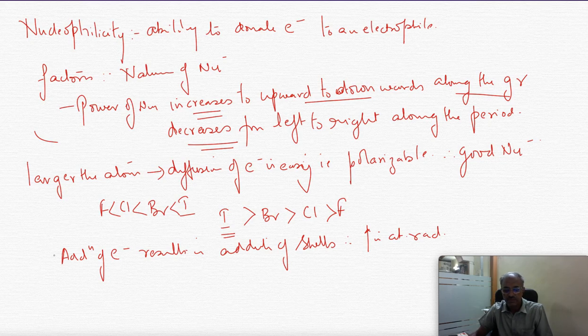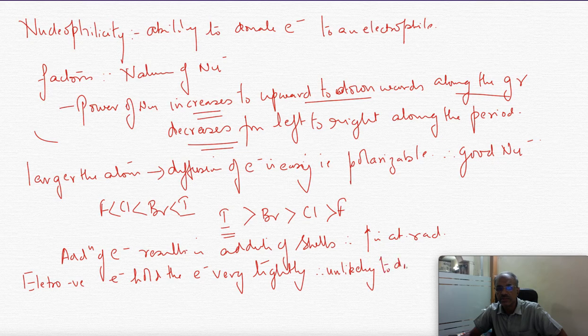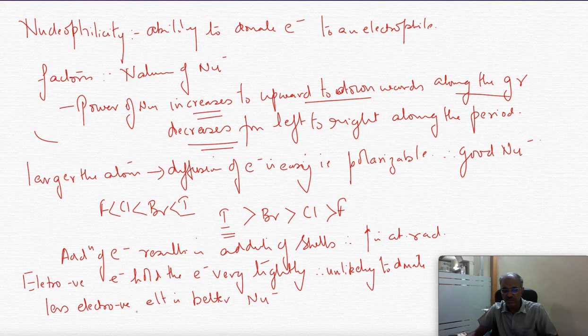Now, what happens? The electronegative elements hold the electrons very tightly. They don't easily leave the electron; on the contrary, they pull the electron towards themselves. Therefore, they are unlikely to donate the electron. Therefore, a less electronegative element is a better nucleophile.